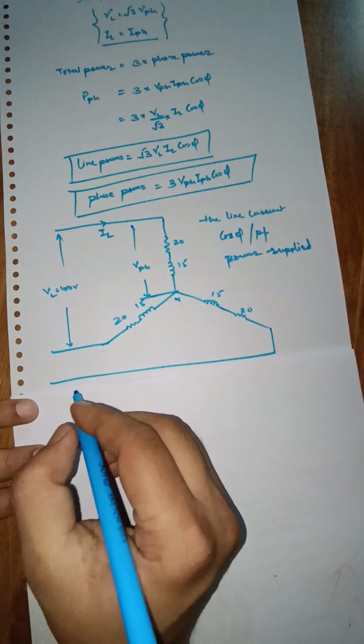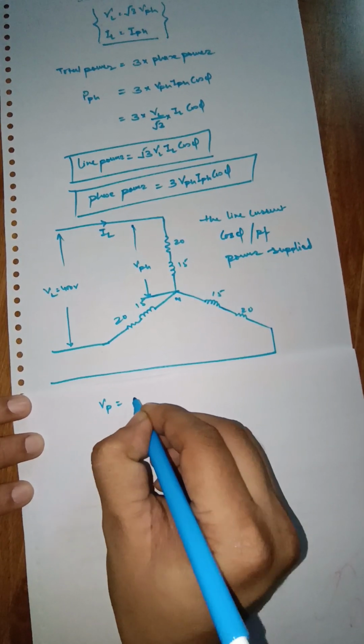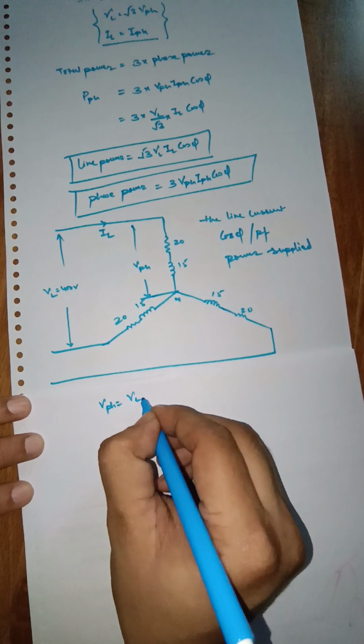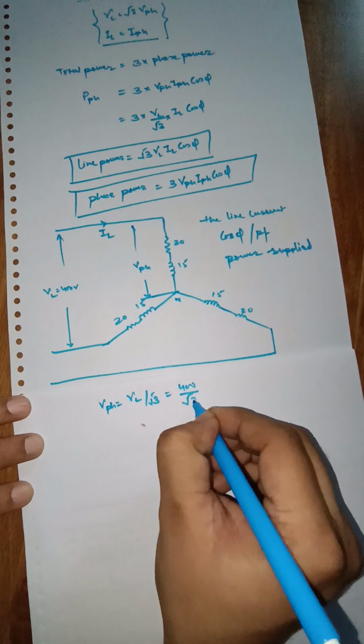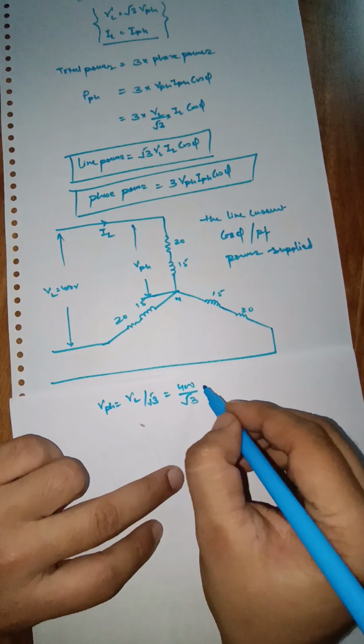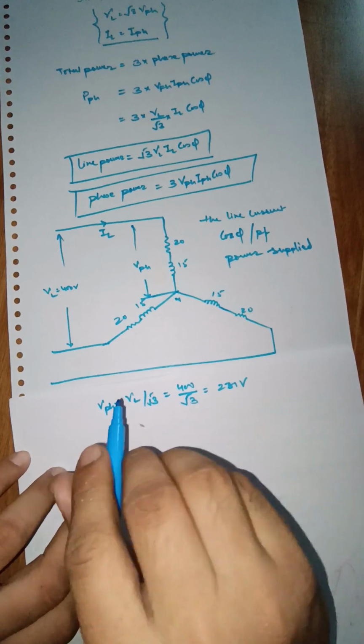Now we have to solve this question. So first of all, what will be the phase voltage? VPH will be equal to VL by root 3. So what is VL? 400 upon root 3. So you will get 231 volt. This is your phase voltage.